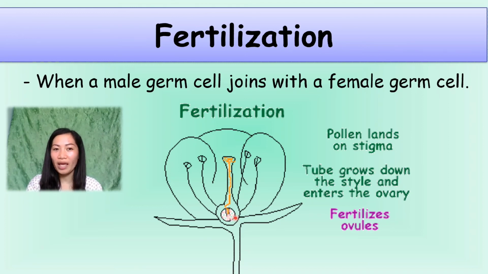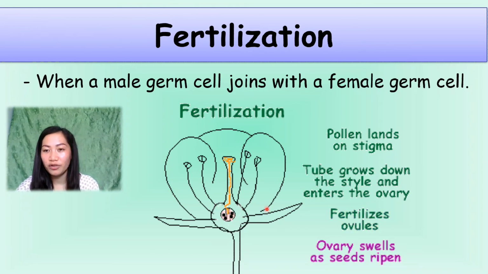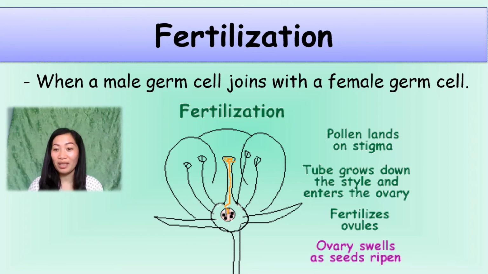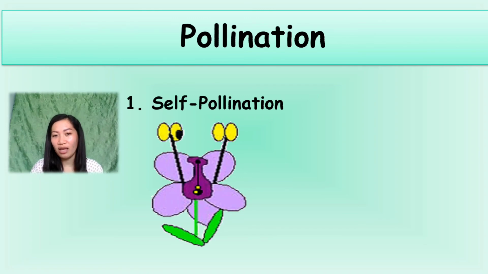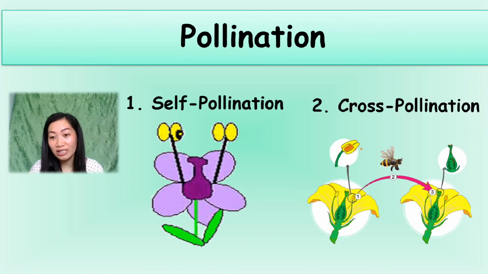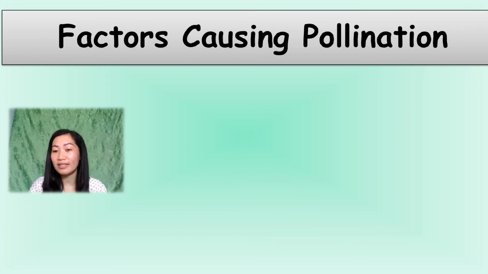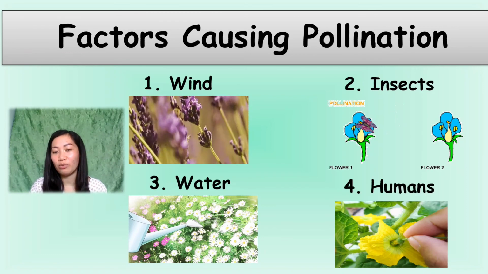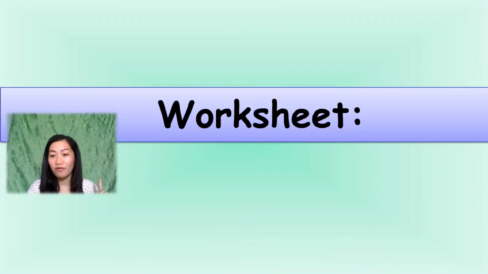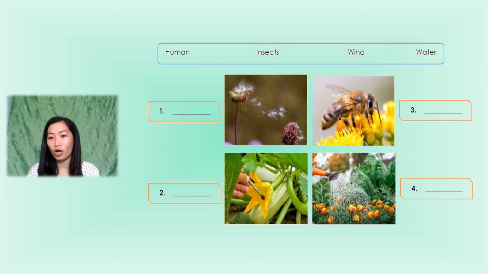So that means when a male germ cell joins with a female germ cell here in the ovary of a flowering plant, it becomes the seeds. So when you plant the seeds, it will grow into another plant. Okay, for recap, we have pollination. We have self-pollination, and we have also cross-pollination. And for the factors causing pollination, we have the wind, the insects, the water, and the humans.